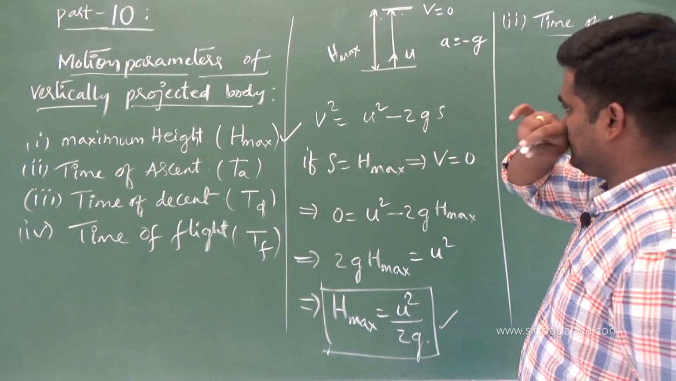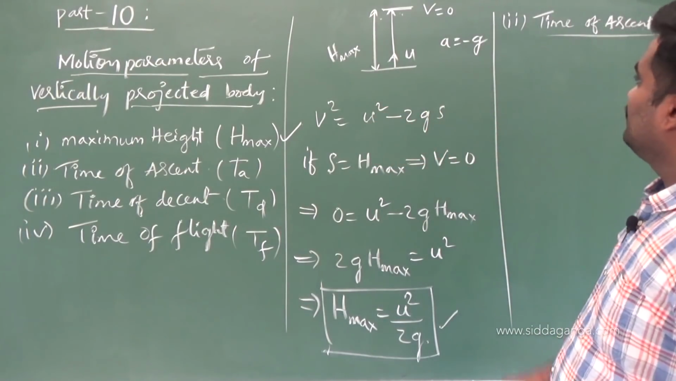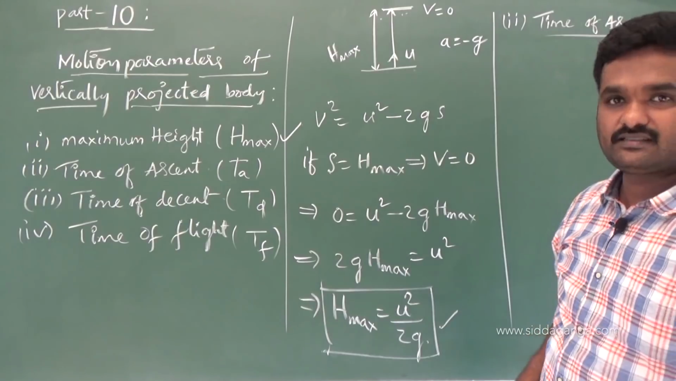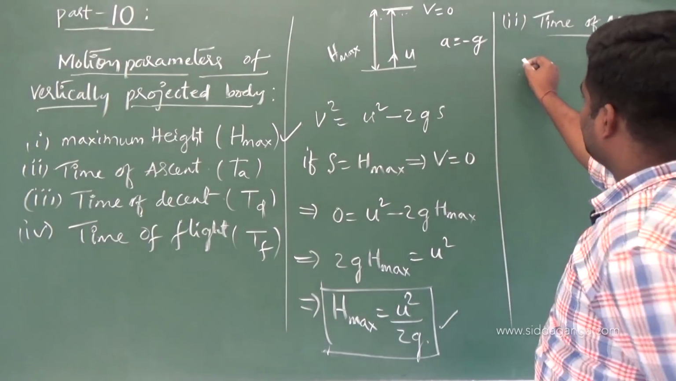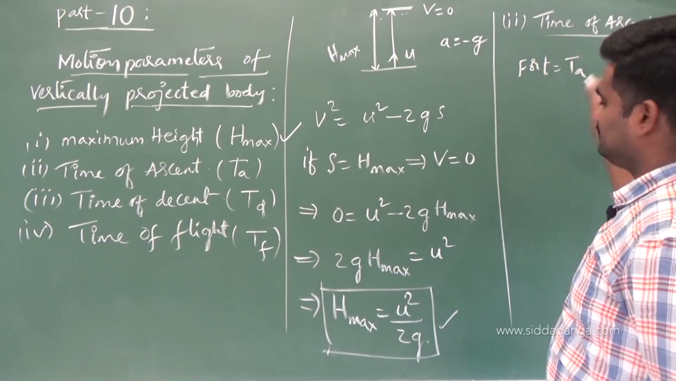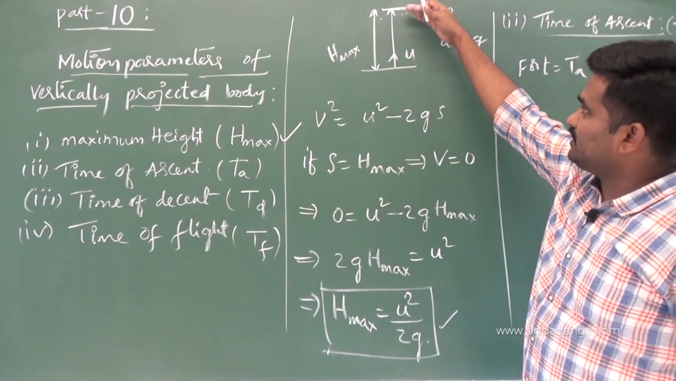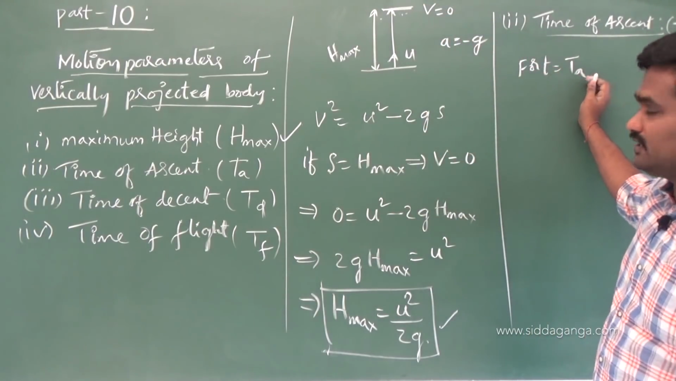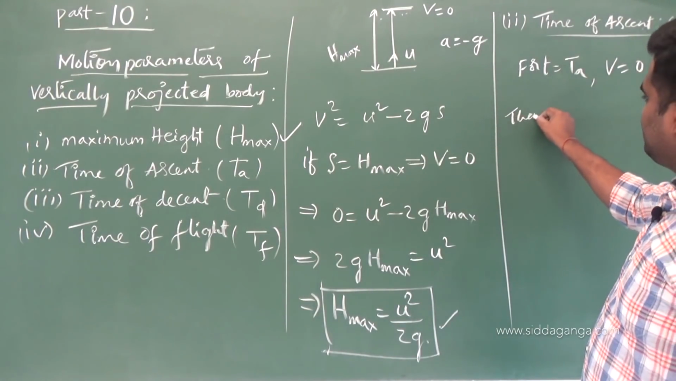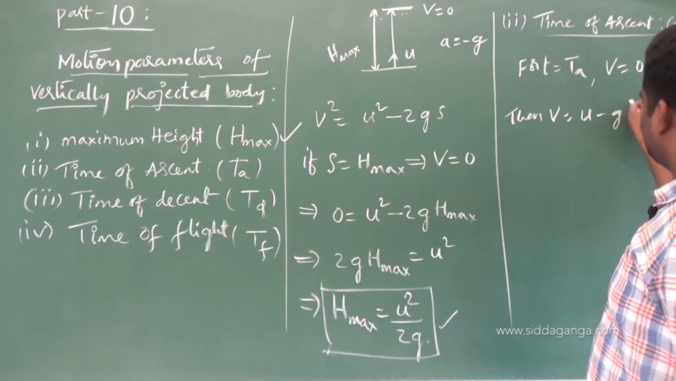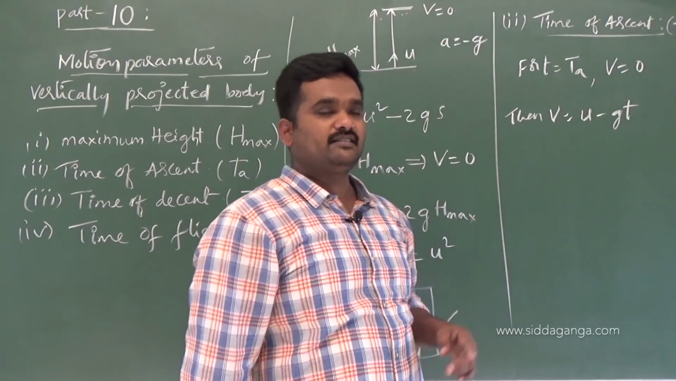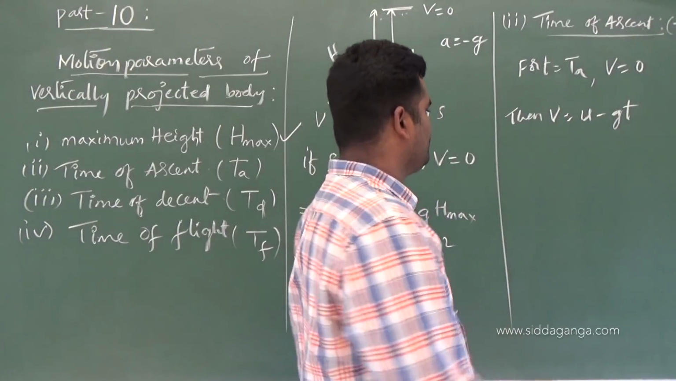See, by the time it reaches the maximum height, its velocity will become how much? 0. Yes or no? For t equals time of ascent, that is, for the time taken by the body to reach the maximum height, t equals ta, the final velocity v will become 0. Then the equation we have is v equals U minus gt. This is one kinematic equation we have written for a vertically projected body. Substitute these two conditions into this equation.